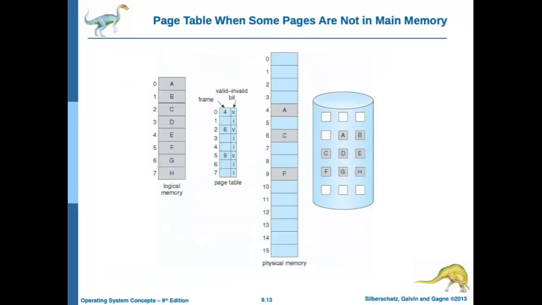Have a look at this example. Suppose there is one process for which 8 pages are required, so the size of the page table is 8. All 8 pages are available on the disk, that is on storage. They are named A, B, C, D, E, F, G, H. You can check it here. Let me highlight it. These are the pages available on the storage. This is the logical memory.